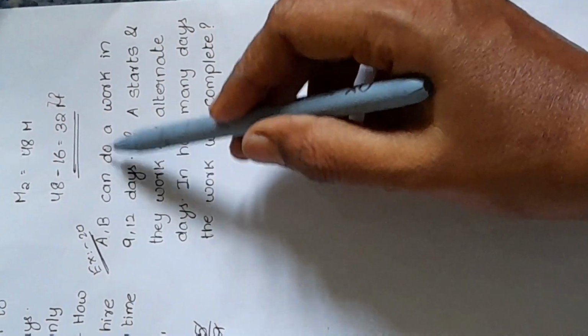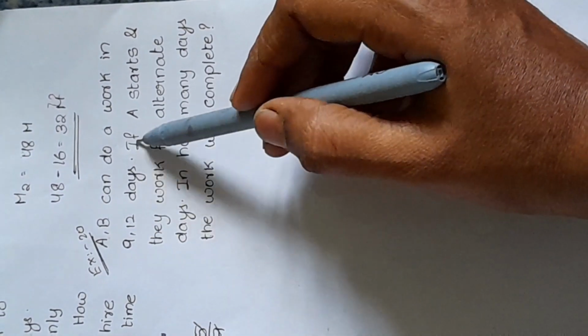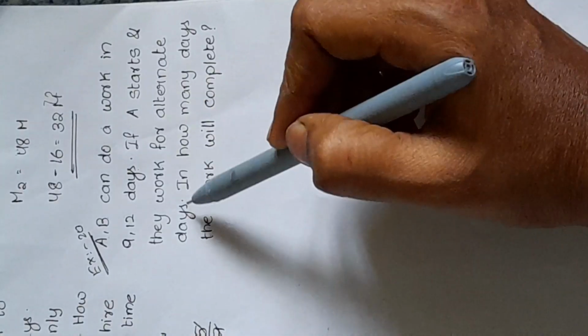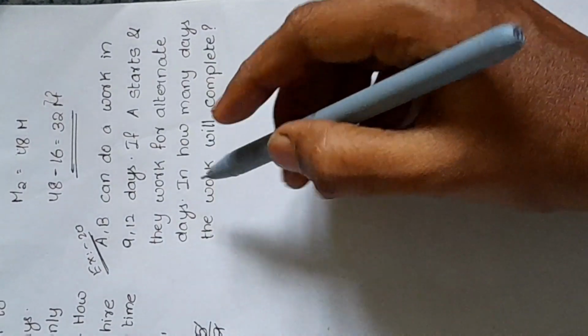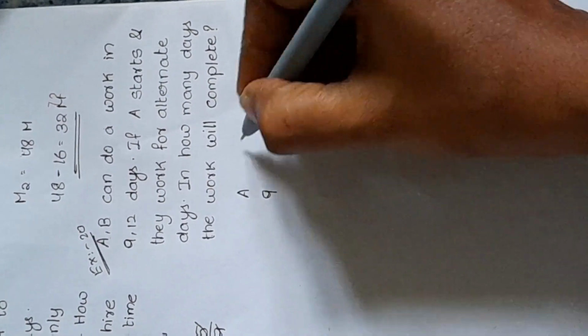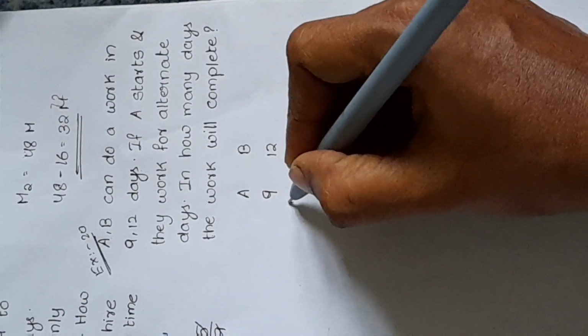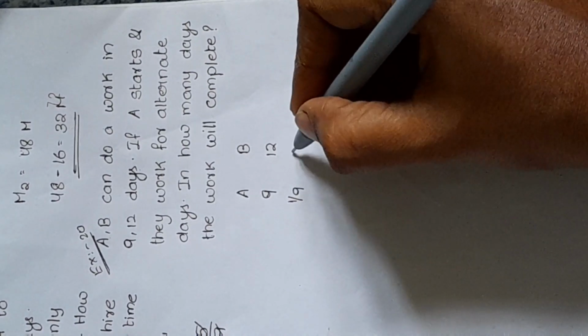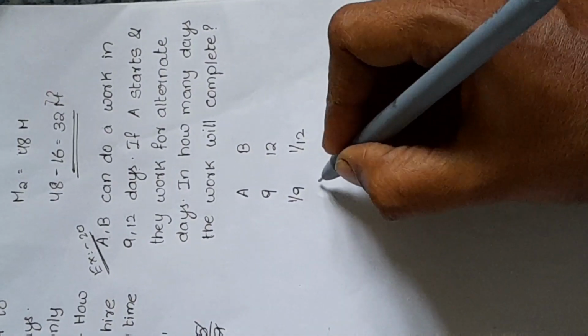Example 20. A and B can do a work in 9 and 12 days. If A starts and they work on alternate days, in how many days will the work be completed? A takes 9 days and B takes 12 days. 1 by 9 is the work done by A in a day and 1 by 12 is the work done by B in a day.